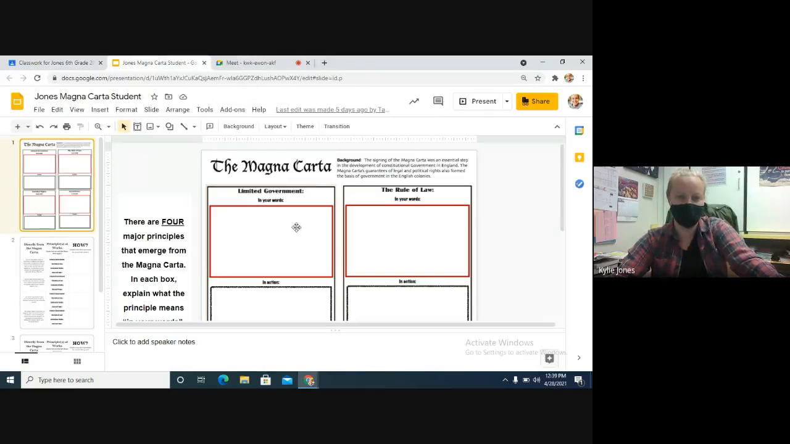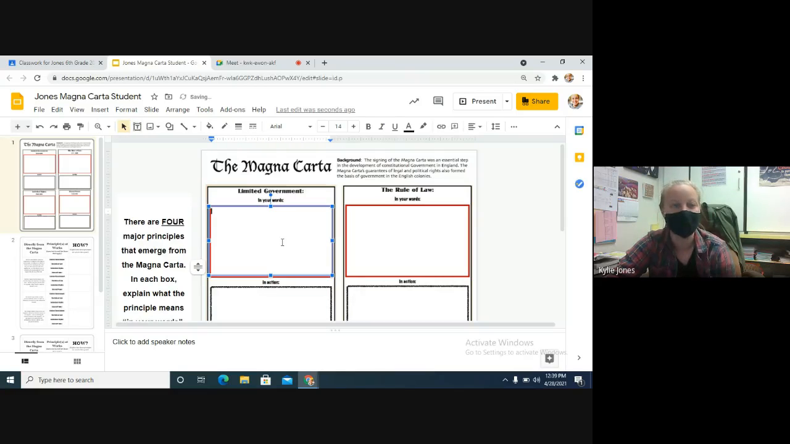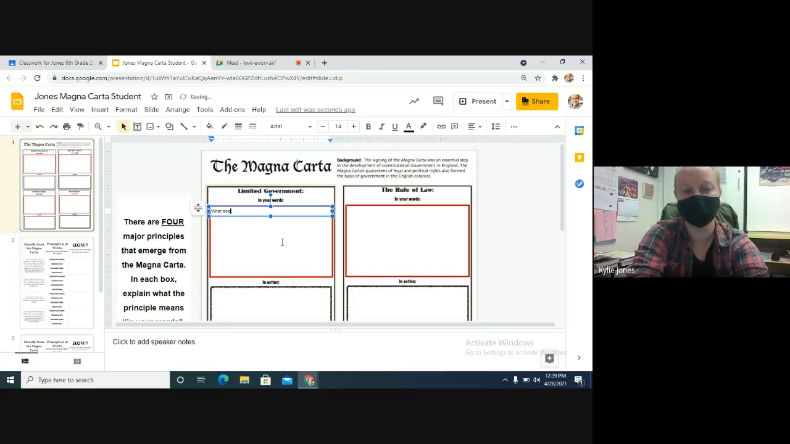So over on our thing, in your own words, you're going to need to make a text box where that red text box is. In your own words, you need to describe what limited government means. And I just talked about it a little bit. So do your best. What does it mean to have a limited government? Write it down. I don't want to hear your answers. Write it down on your own. What does it mean to have a limited government?